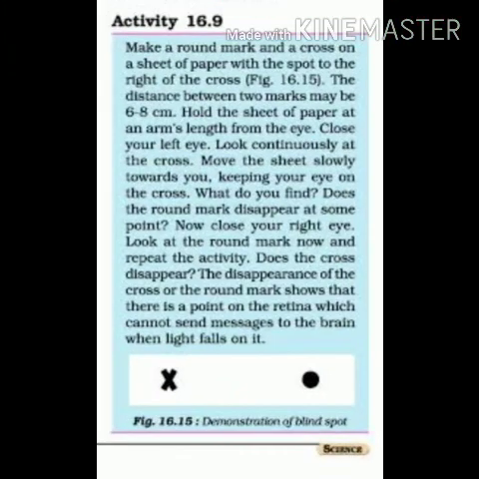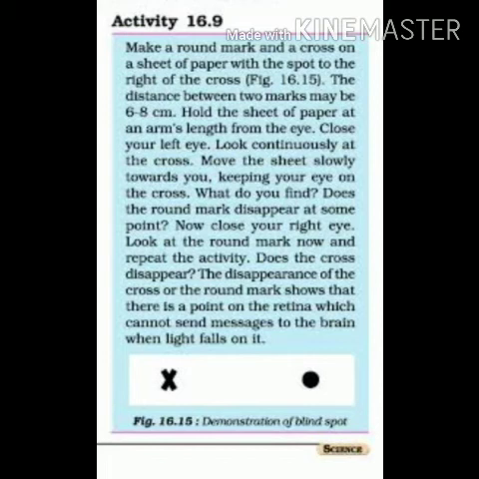To get it more clear what the blind spot is, let's have an activity. What you have to do is take a drawing sheet and make two spots, one circular and one a cross. Okay, now hold the sheet at your arm's length. Now close one eye, the left eye or right eye. Stare at this sheet and focus on one of the spots, either the black spot or the cross sign. Okay, and then bring this sheet closer to you slowly.